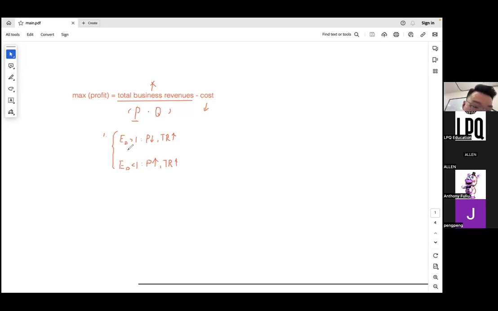So this is what we learned from notes number 3. You should already know this part. Once again, ED is very useful information for making a good pricing strategy. Number 2, starting next week, we will learn a new term called market power.